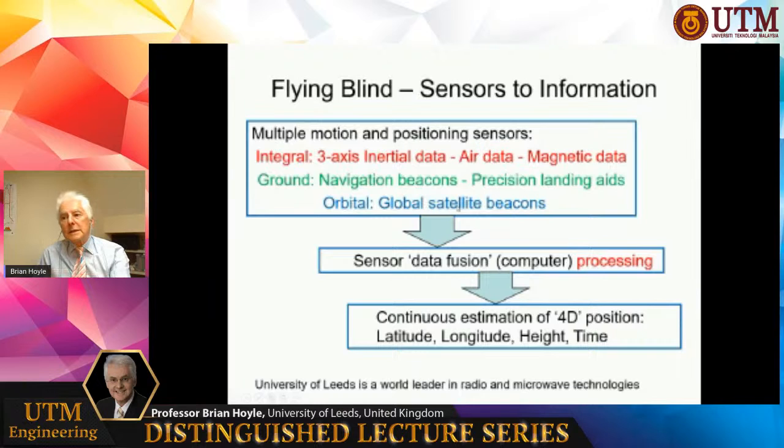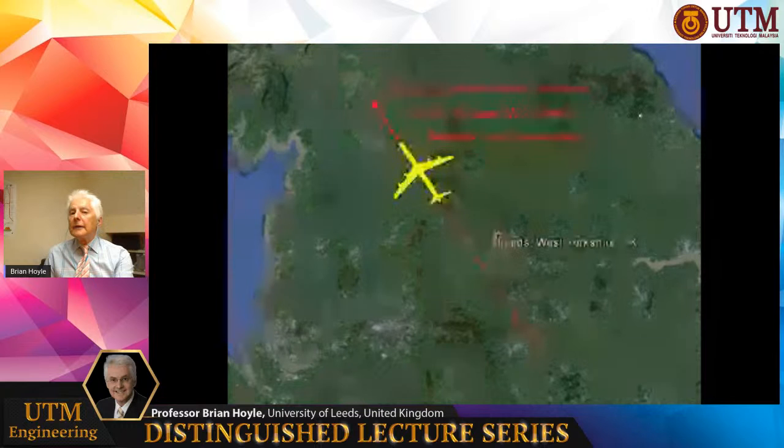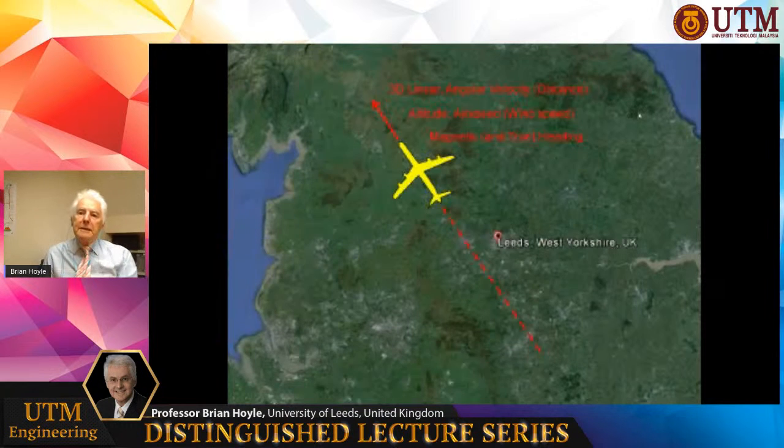And we're going to put all that together and get a continuous estimation of the four-dimensional position in latitude, longitude, height, and time. So that's what we're going to end up with if we take a little look at what's going on. So this is all the stuff on board the aircraft, and that means it can fly independently to a high degree without any external information.